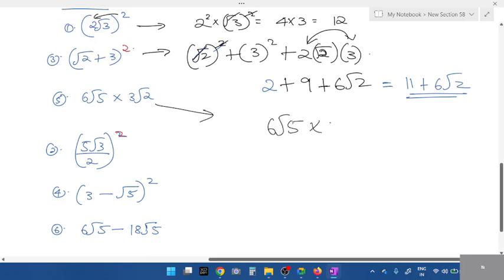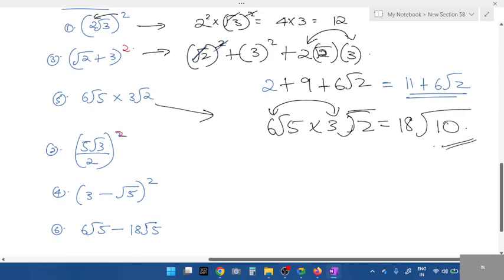6 root 5 into 3 root 2. When there is multiplication, you can multiply 6 threes. How much is 6 threes are? 5 twos are 10. You can write 18 root 10 is the answer.